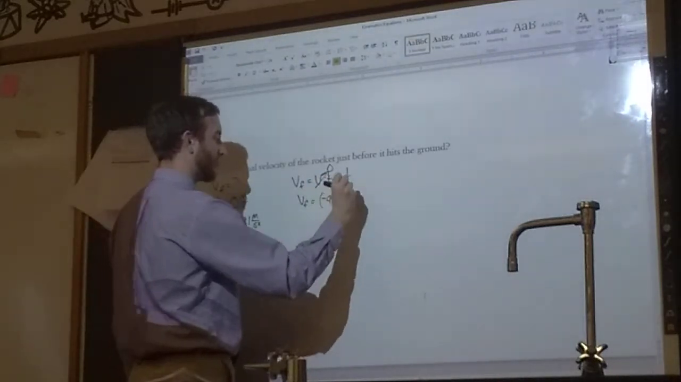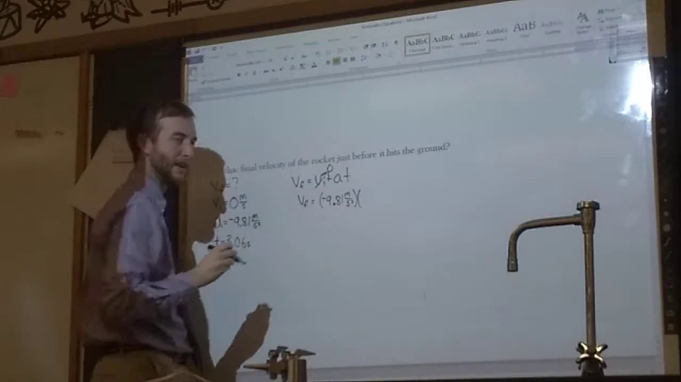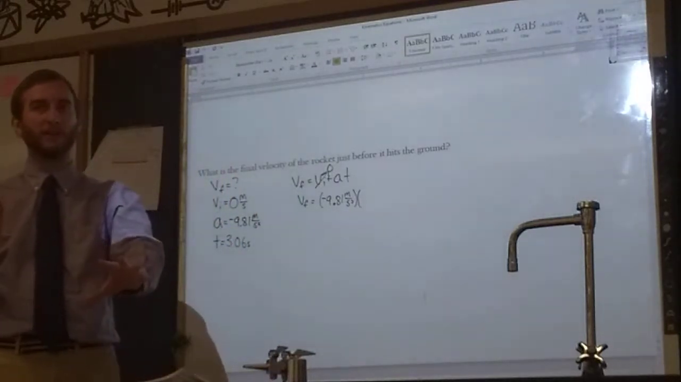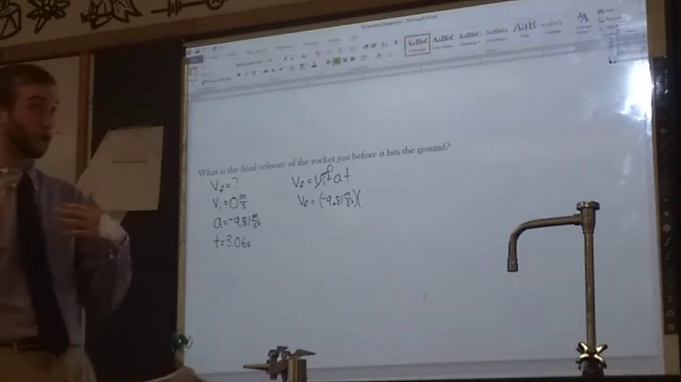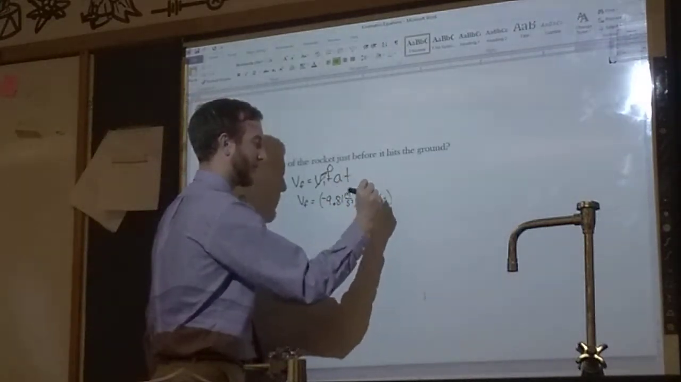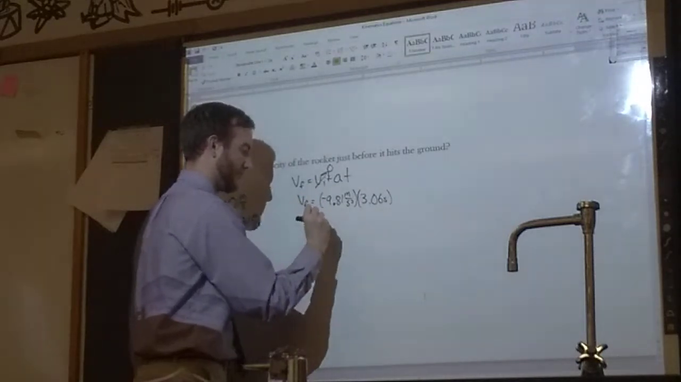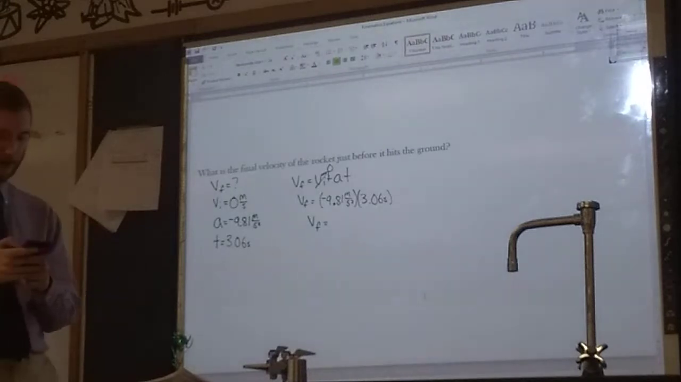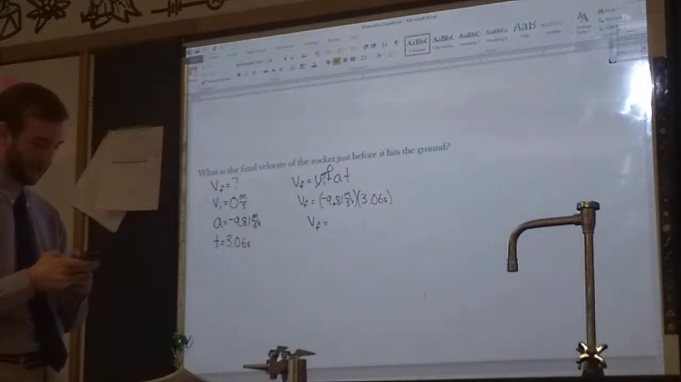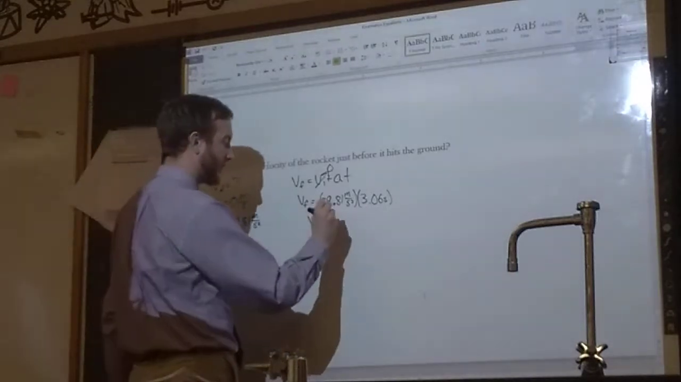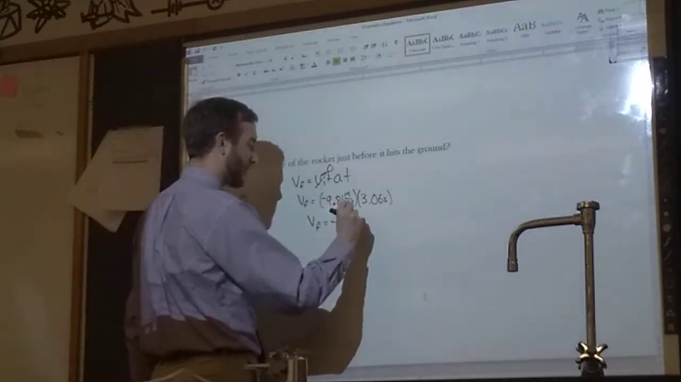Don't get freaked out just because we have a negative here and we're going to get a negative answer. Think about what that means. The object is moving back down at this point, and we said up was positive. The answer should be negative. So 9.81 times 3.06 seconds. Now, when you put them into a calculator, you should get a number that is really close to negative 30 meters per second.